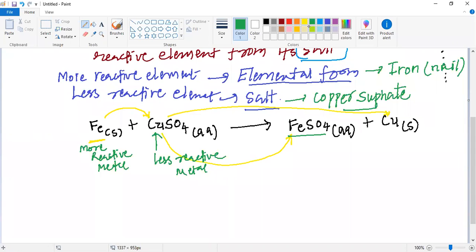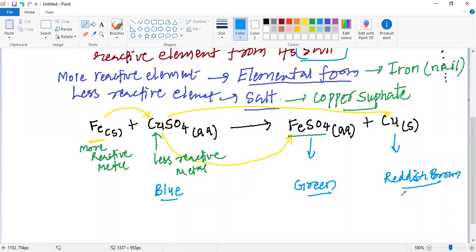One more thing I would like to bring to your notice is that some color changes also take place. Copper sulphate is blue in color, but FeSO4 is green in color. Please remember well that copper sulphate is blue, FeSO4 is green. And the copper metal is reddish brown, or you can say cupric color.